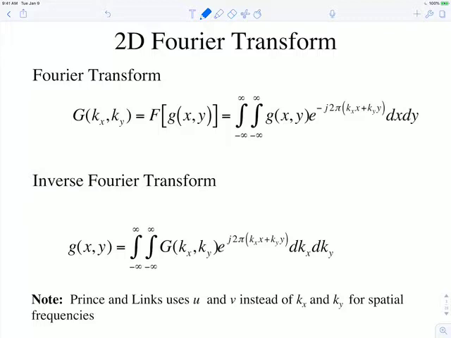As we noted last time, we're going to use kx and ky because that's pretty much standard for a lot of the literature. The book uses u and v, so you'll just have to make that transposition as you're reading through the book. So basically the notation here, so you can see that there.